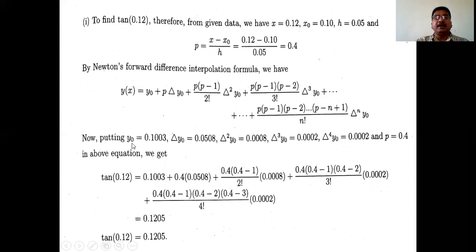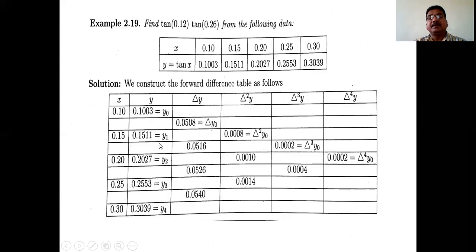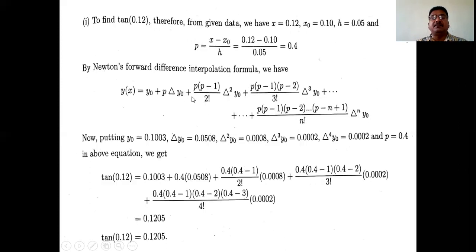So what is f of a? That is y naught. From the table, it is 0.1003. Delta f of a is 0.0508. Substitute all those values: the value of u and the values of f of a, delta f of a, delta square f of a, and so on, and find the answer. The answer is 0.1205. This is tan 0.12.